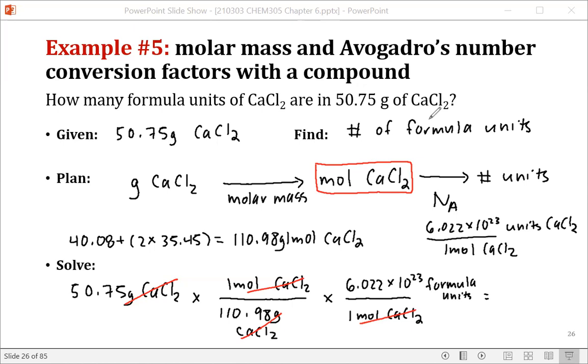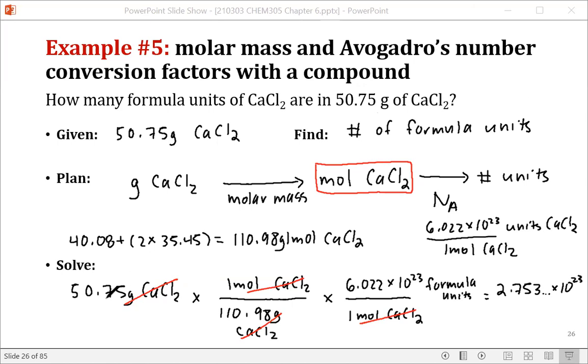So I'm going to plug this in, 50.75 times 6.022 times 10 to the 23rd, and then I'll divide that by 110.98 to give me an unrounded answer of 2.753 and on times 10 to the 23rd.